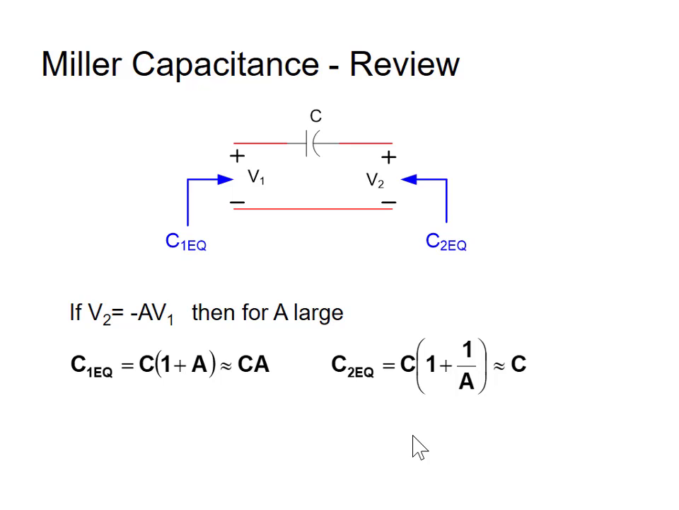And if you look back into the circuit from the right side, the equivalent capacitance here is about C. So it says that you can replace one bridging capacitor C by two shunt capacitors, one that's value AC, A is the gain and C is that capacitor, and the other is value C. Okay. Does everyone remember the Miller effect?